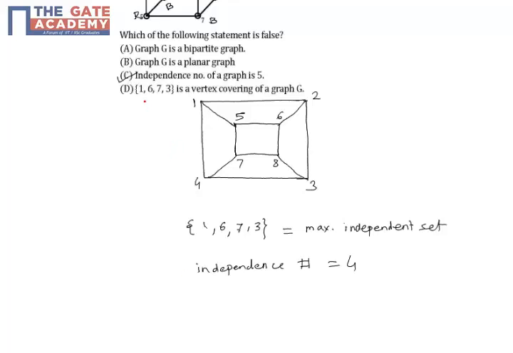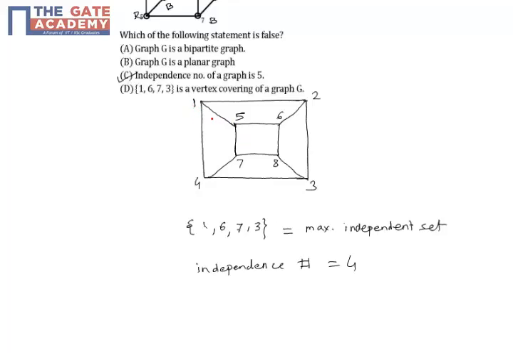The last statement says that 1, 6, 7, 3 is a vertex cover of graph G. Vertex cover for a graph is nothing but a set of vertices such that each edge in the graph is incident on at least one of the vertices in the set. That is, each edge in the graph should have at least one endpoint in this set, and this can be easily verified from the graph.